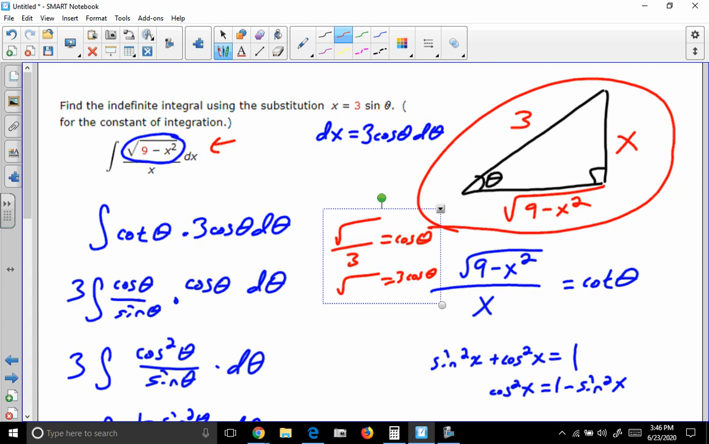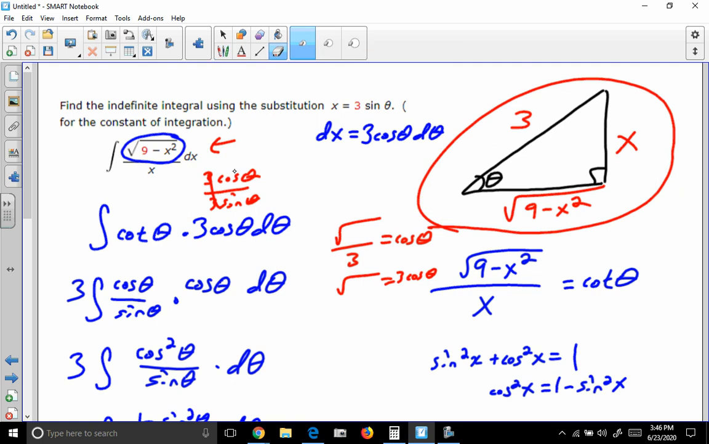X is 3 sine. So if we replace the radical with 3 cosine and replace x with 3 sine, we would still end up with cosine over sine for this part. And then we would have to find dx like we did, and we replace dx with 3 cosine theta d theta. So if you don't recognize right off the bat how to replace all of that, fine, do it in pieces. That is okay.